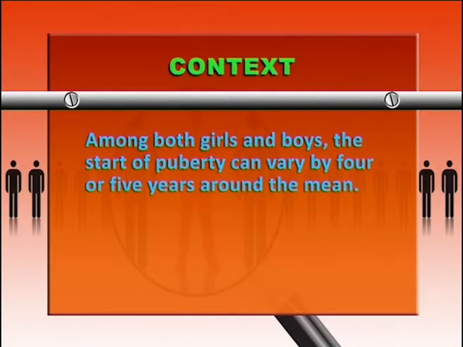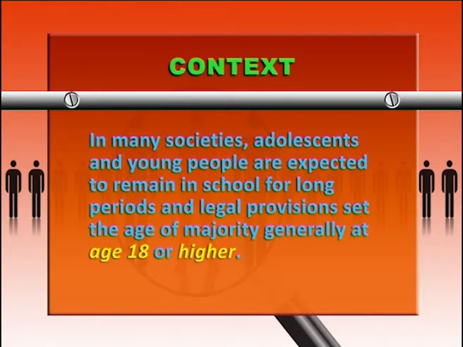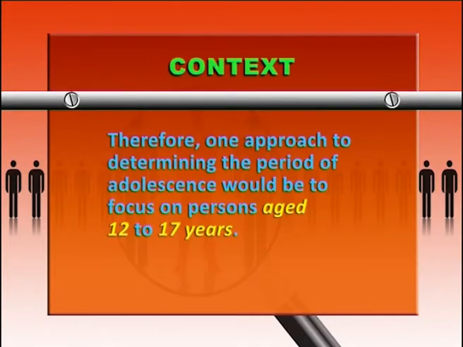Among both girls and boys, the start of puberty can vary by 4 or 5 years around the mean. Although puberty generally lasts 2 to 4 years, there is no strict definition of when adolescence begins and ends. In many societies, adolescents and young people are expected to remain in school for long periods, and legal provisions set the age of maturity generally at age 18 or higher. Therefore, one approach to determining the period of adolescence would be to focus on persons aged 12 to 17 years.